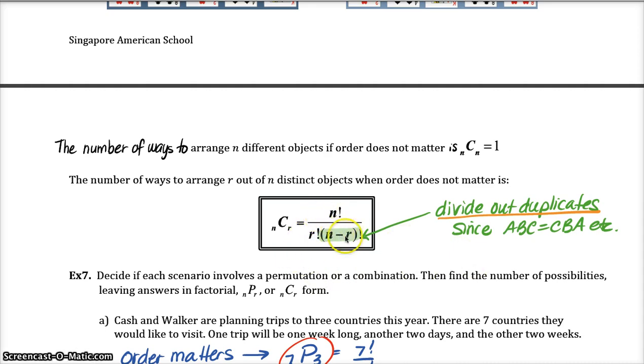We usually have n factorial divided by n minus r factorial for the permutation, but the combination adds another r factorial because there are fewer possibilities because you're dividing all of the duplicates out. You're getting rid of them.